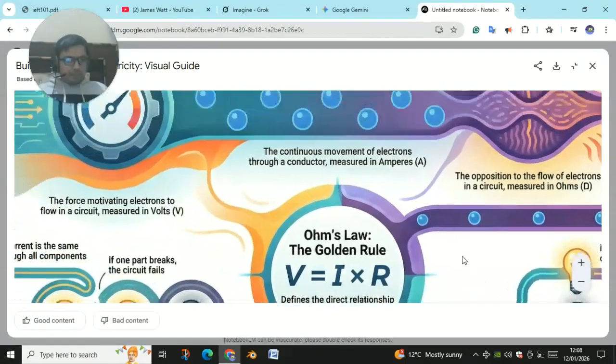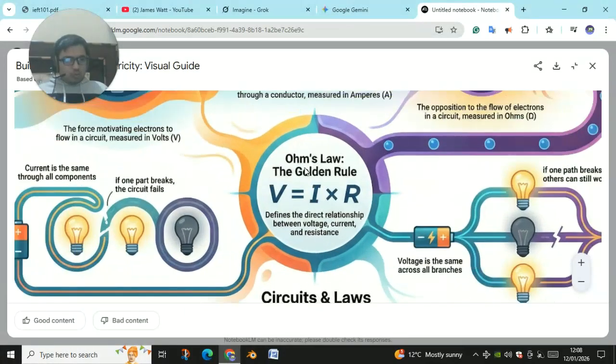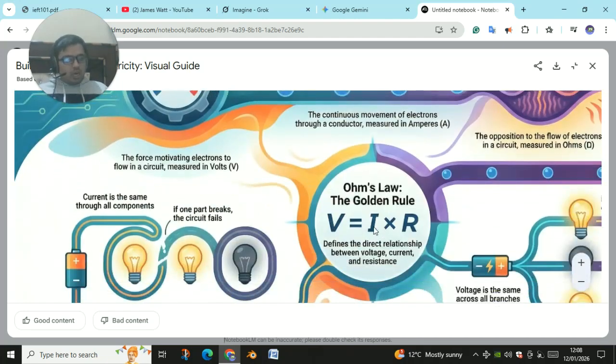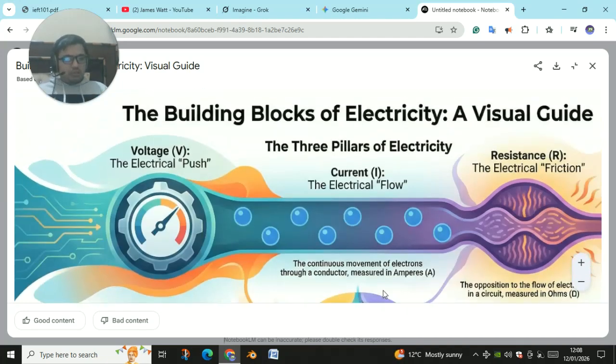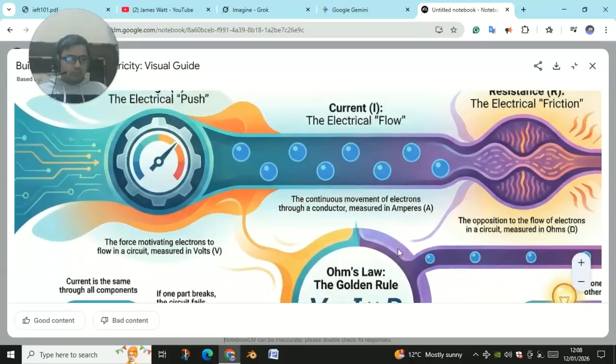Then Ohm's law. Voltage is equal to I into R. It defines the direct relationship between voltage, current and resistance.